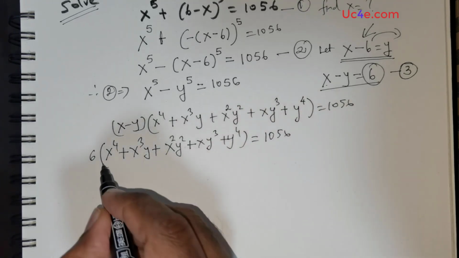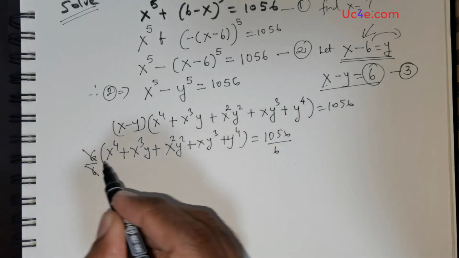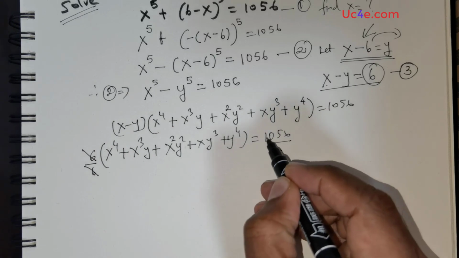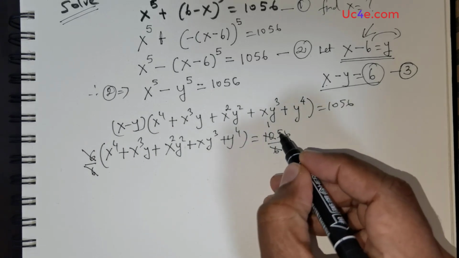Now clearly if I were to divide by 6 on both sides, this gets cancelled. In this case 6 divides 1056 once and you have 4 there.